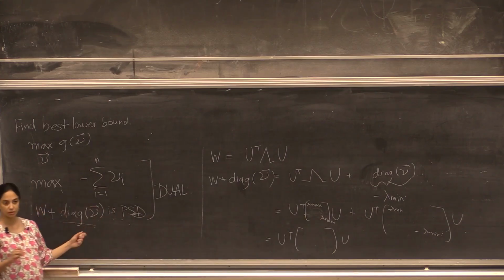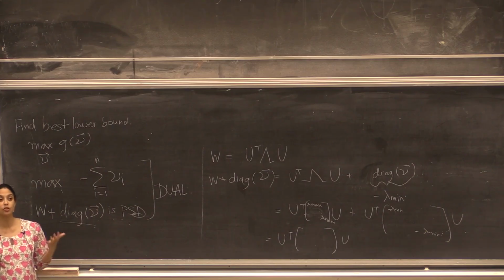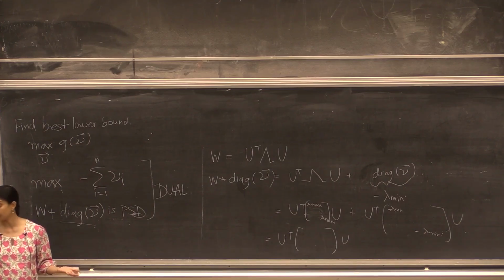So by choosing all of the nu_i equal to negative lambda min, I'm ensuring my constraint is satisfied, while still beating the choice of nu as 0, right? As someone had pointed out, this depends on W. So basically, choose the nu_i's to be the negative of the minimum eigenvalue of W. Okay? And we're not proving that this is necessarily the best you can do, right?